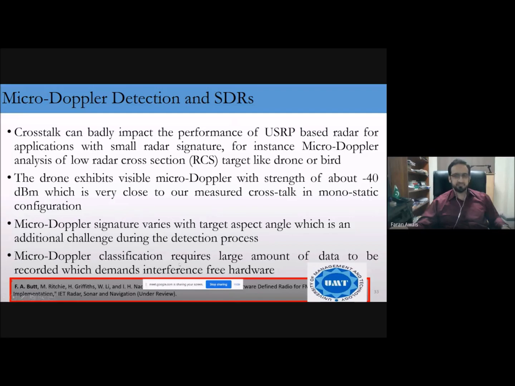For example, micro Doppler classification requires a large amount of data to be recorded, which demands interference-free hardware. So we have to ensure this thing, right? We have to ensure that the hardware that we are using is interference-free. Given that our hardware is interference-free, then things would turn out to be very easy.